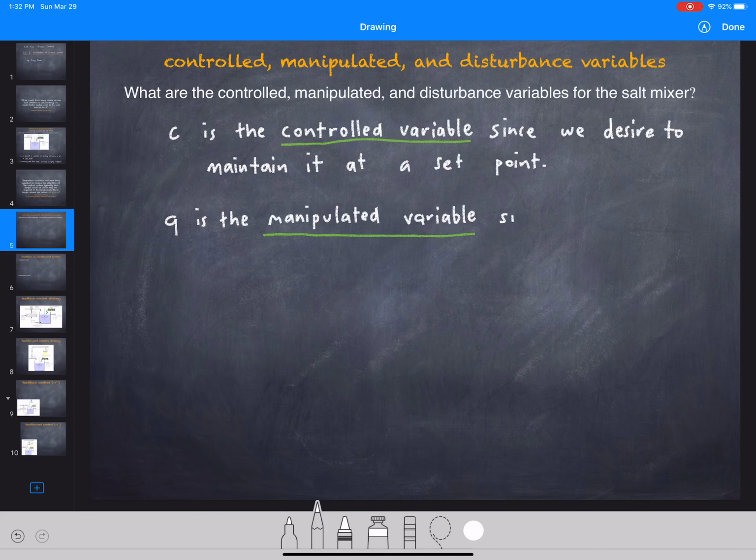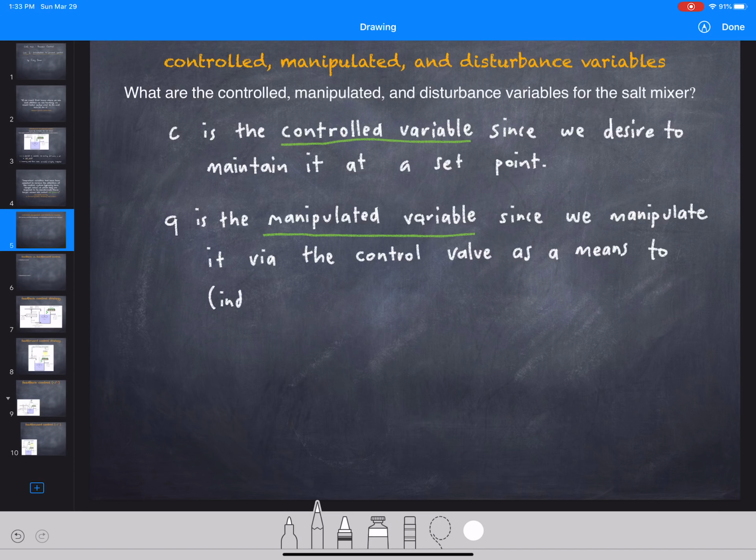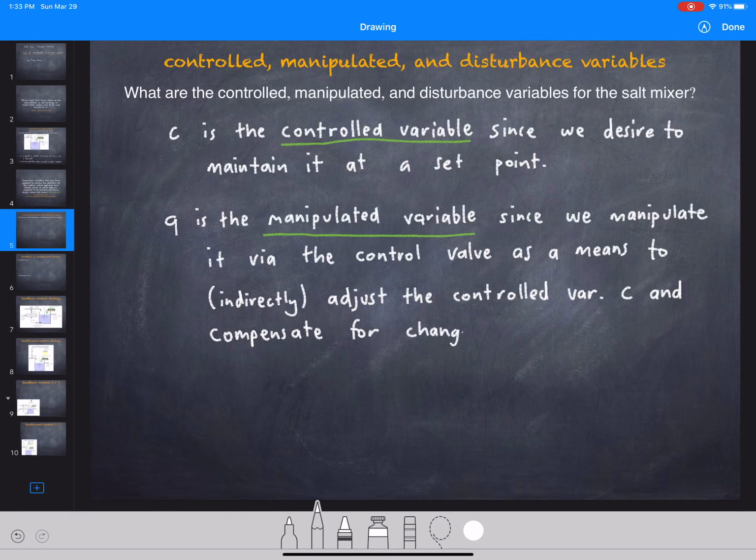Since we manipulate it via the control valve as a means to indirectly adjust the controlled variable and compensate for changes in the disturbance variable. So I already told you what it is. It's W.